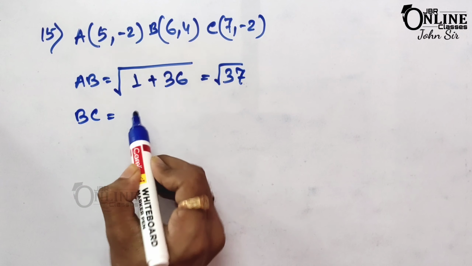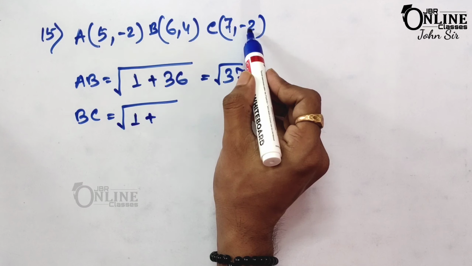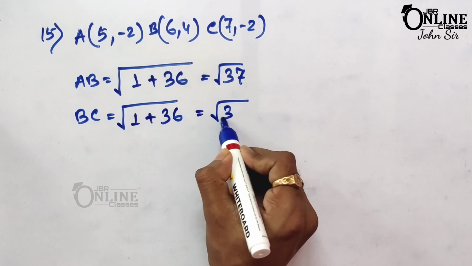Next one BC. BC equal to 7 minus 6, so 1. And then minus 4 minus 2, it's minus 6, that means also 36. So it will be 37.